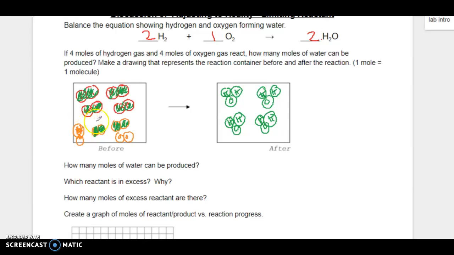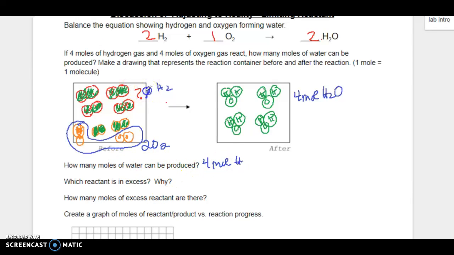And then what happens over here? Well, I'm out of hydrogens. I have no more hydrogens, so that means the reaction is complete. I can't get any more, even though I still have some extra oxygens. I don't have any more hydrogens, so I can't make any more water. So this is the point where the reaction's going to stop. We can see that I'm left with 2 oxygens left over, and I've made 4 waters. And I have 0 hydrogens left. So how many moles of water can be produced? I'd be able to get 4.